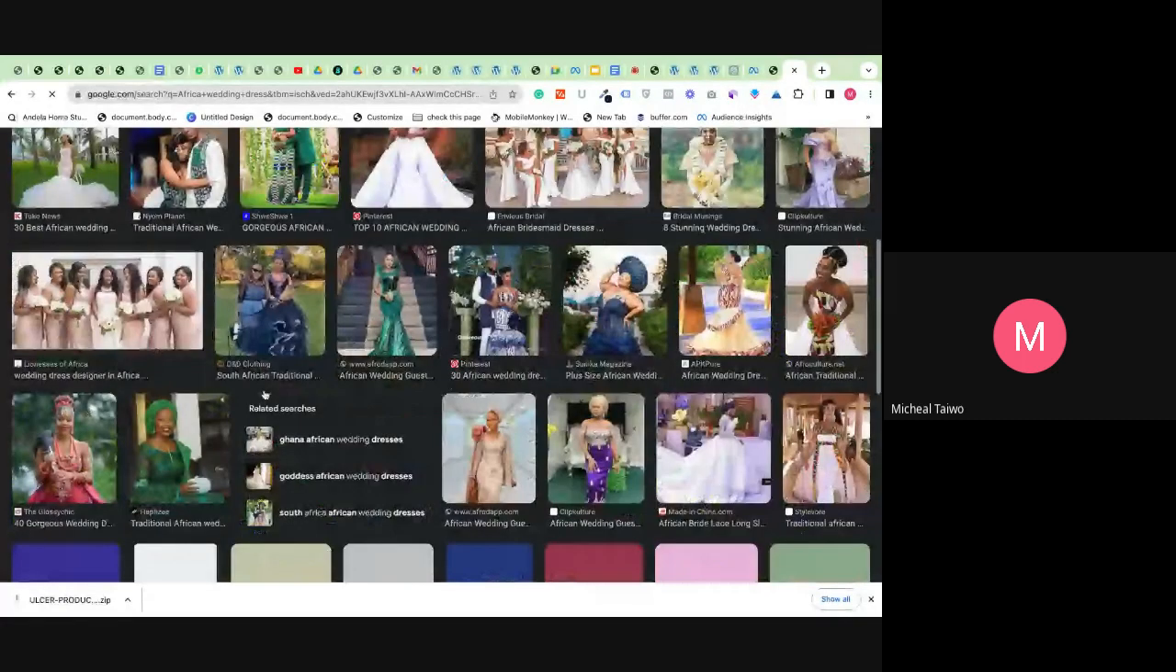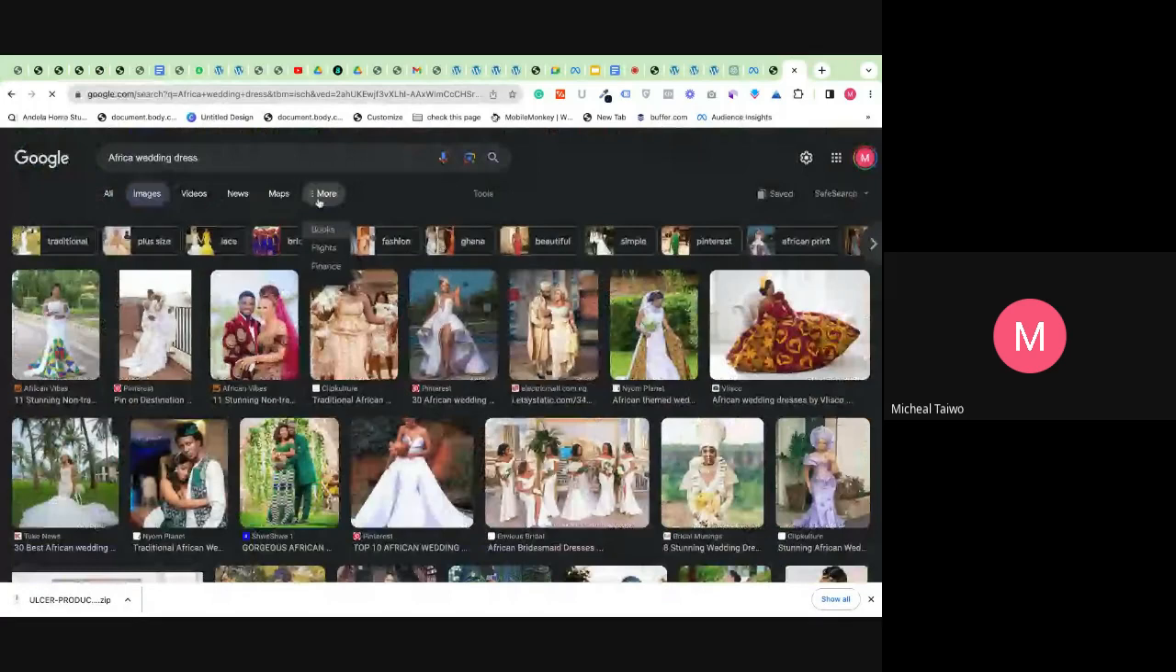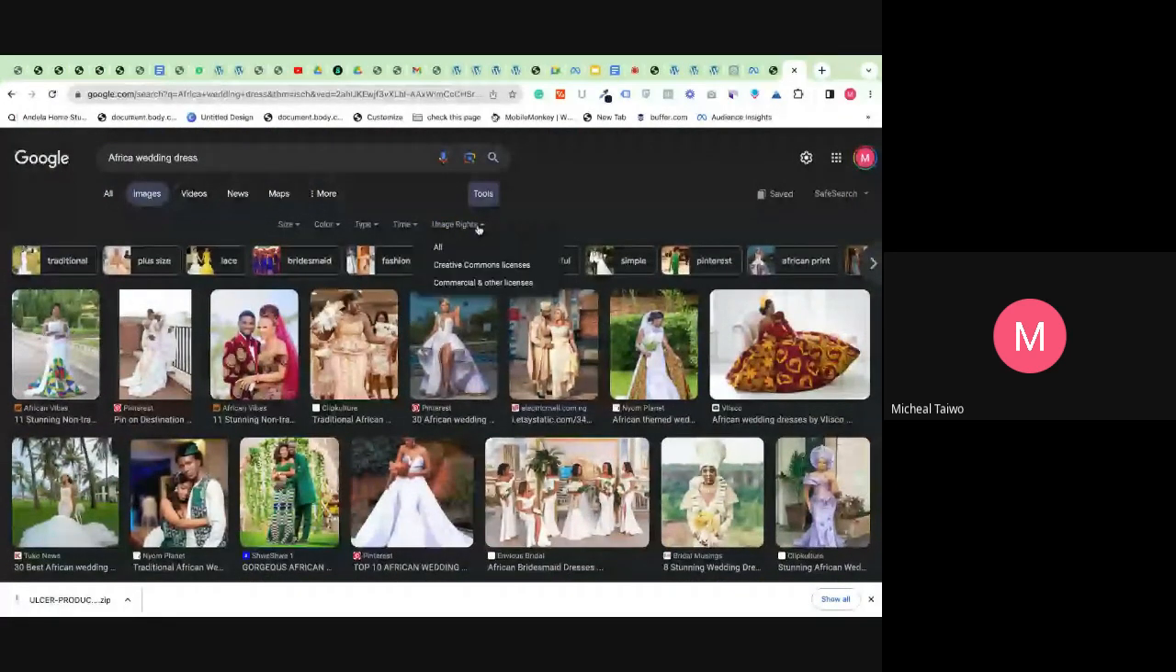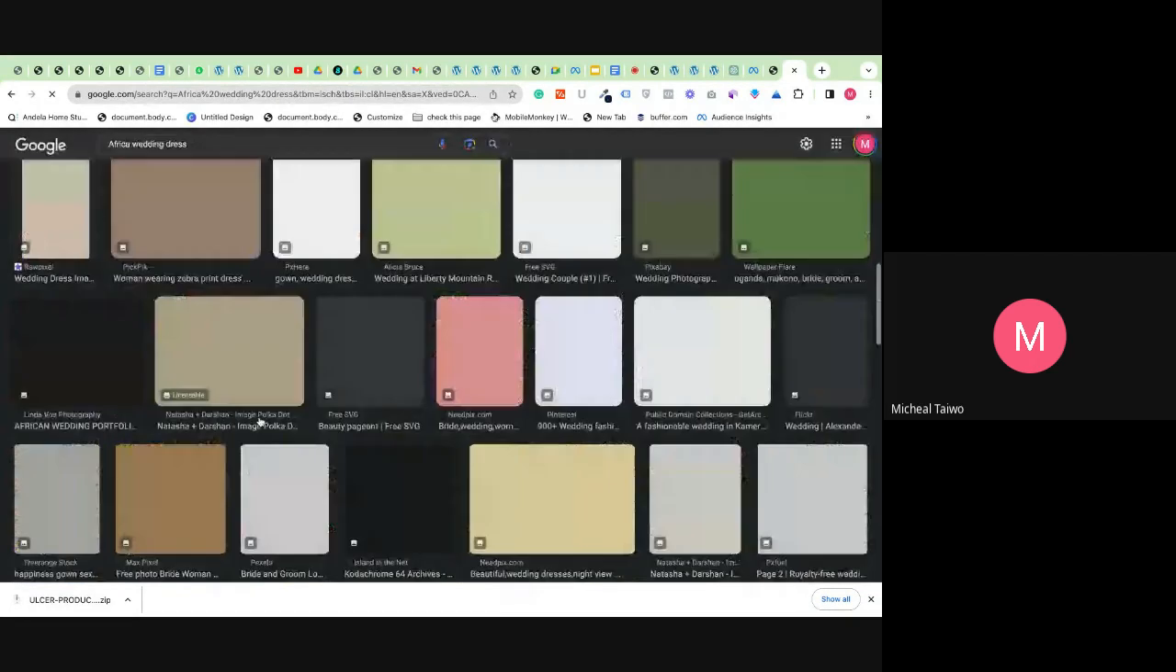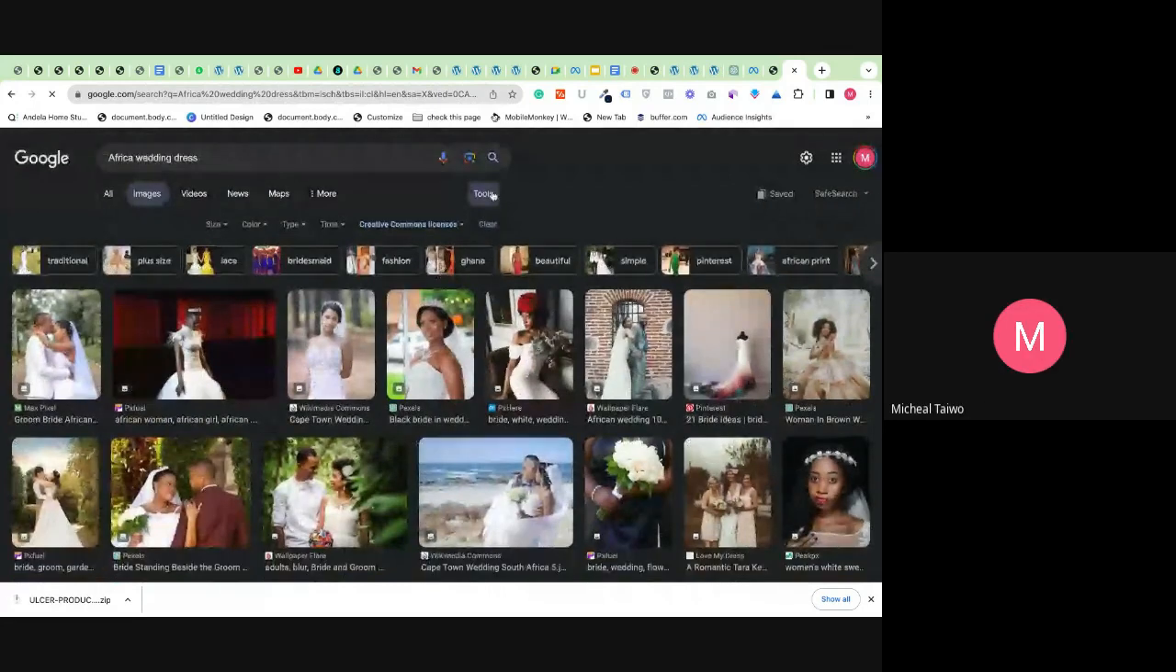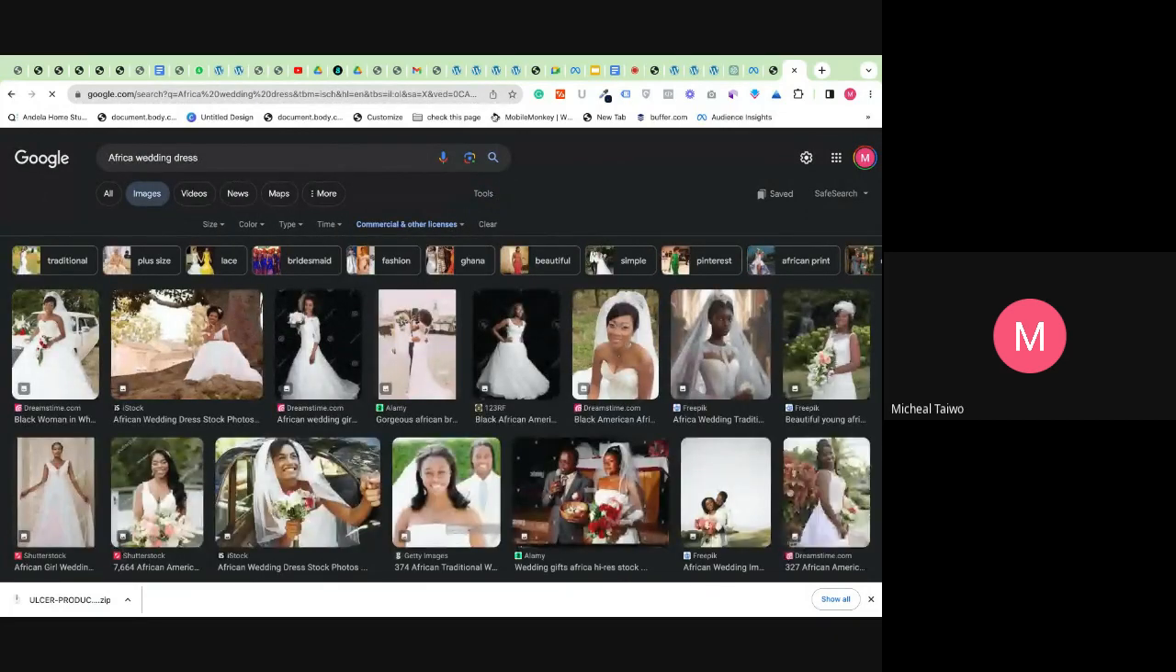There's a tool on Google that allows you to pick usage rights. Can you see? You can say Creative Commons licenses, commercial and other licenses. So let's see usage rights. You can pick any of these. With this one you are allowed to use all of them. I don't know if this commercial one can be used, let me see.